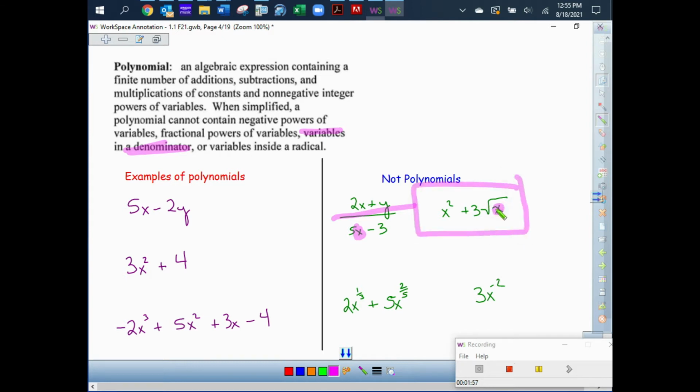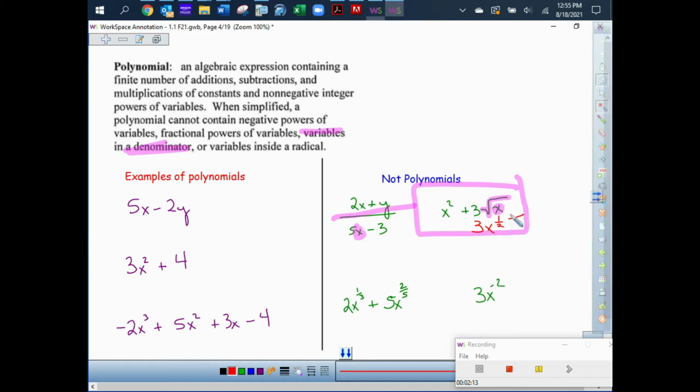This variable is under some sort of radical. That's not good. And then some of you, I know it's the first day of school, but it must be like, well, what if you rewrote it? Remember, you can change a radical to a rational exponent. Like square root of x is the same thing as x to the 1/2 power. Power over root.